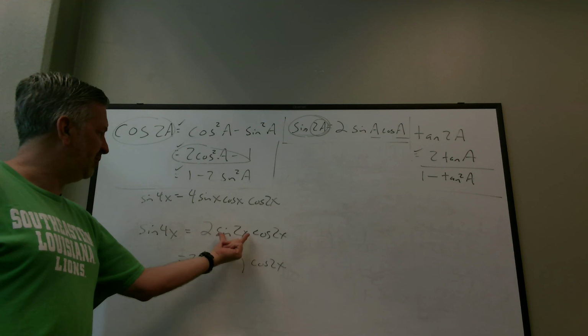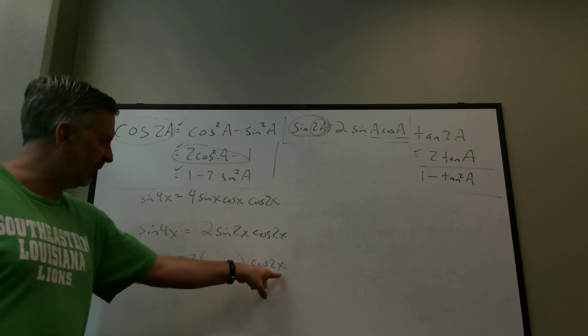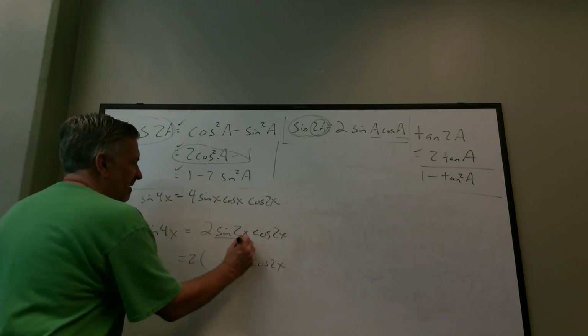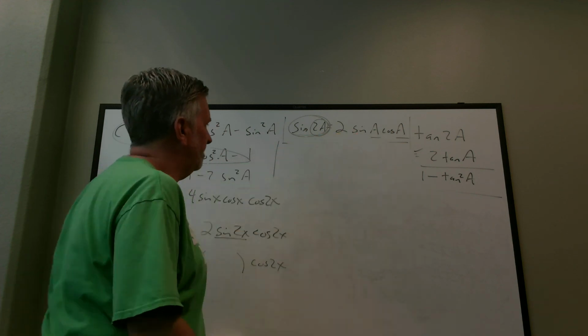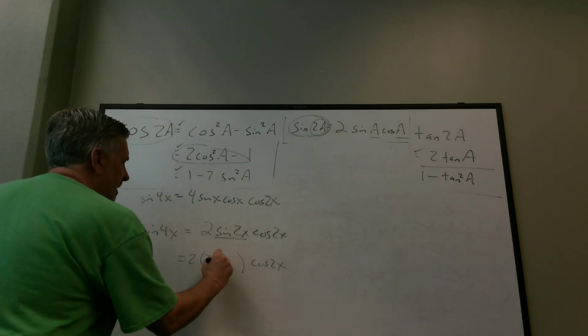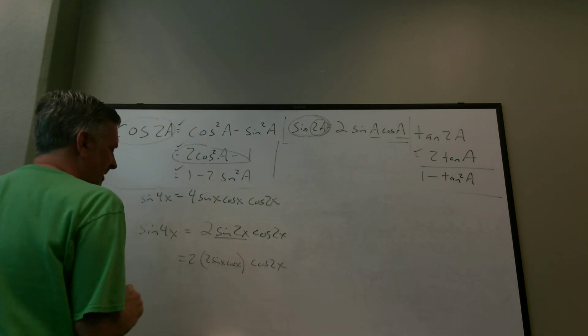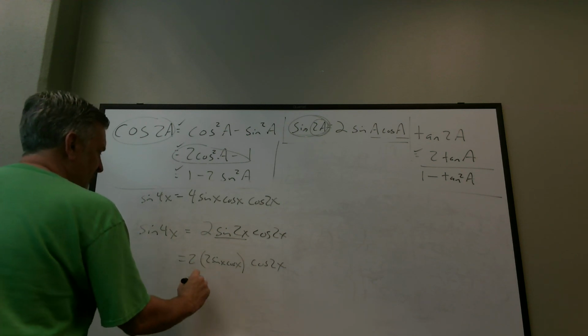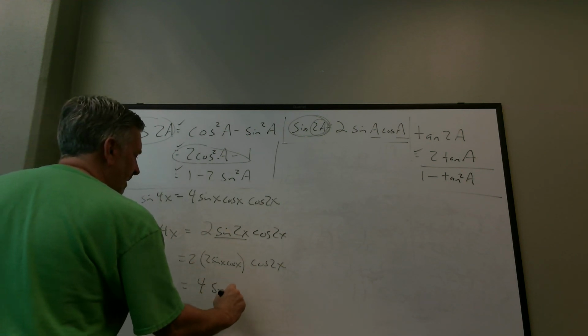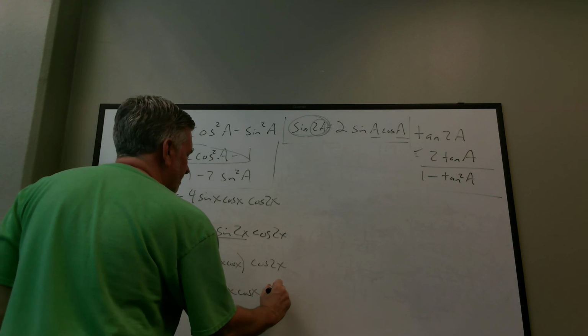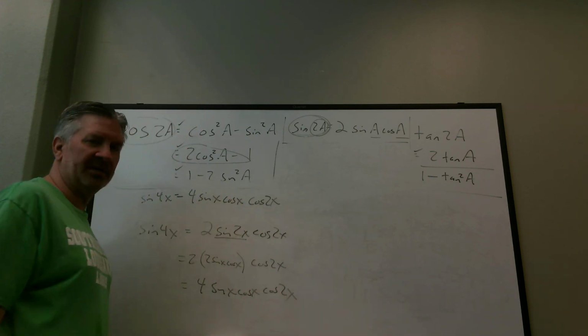But what's sine of 2x? I already wrote the 2 down. I already wrote the cosine 2x. So what's sine of 2x? Well, it's 2 sine x cosine x. So 2 sine x cosine x. And then lo and behold, 2 times 2 is 4. You get 4 sine x cosine x cosine 2x, which is what we were trying to get to.